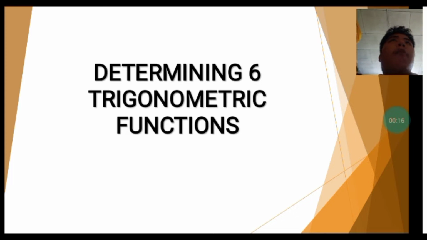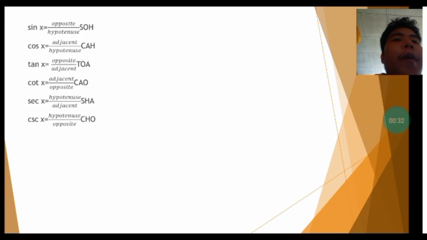It is very important that you know how to determine the trigonometric function of a triangle because it is part of trigonometry. In finding a trigonometric function, we have different formulas in a triangle. We have six trigonometric functions: the sine, cosine, tangent, cotangent, secant, and cosecant.